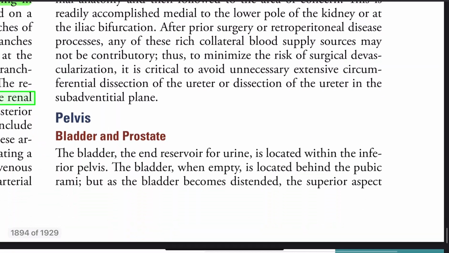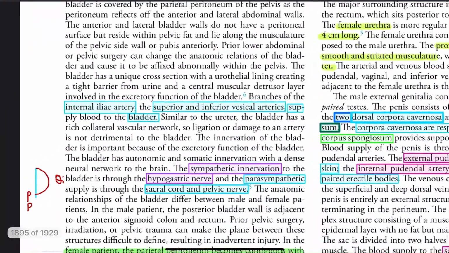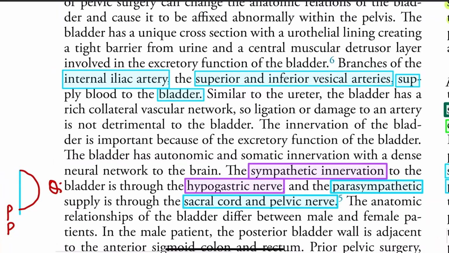Now come to the pelvis. Is there any important point? Yes. The internal iliac artery gives the superior and inferior vesical artery. So that's the bladder supply. The superior and inferior vesical arteries come from the internal iliac artery.